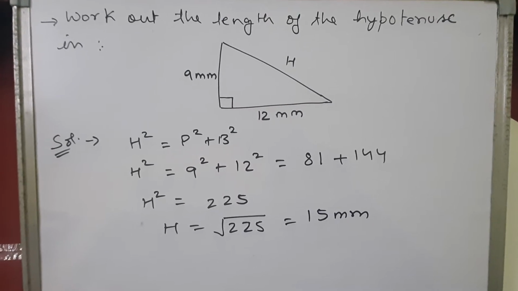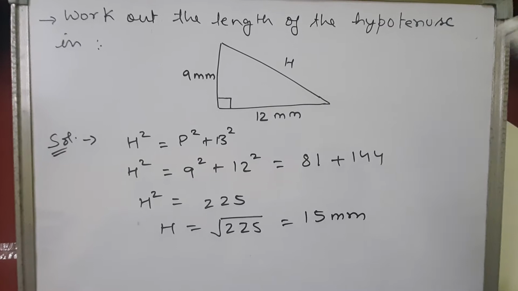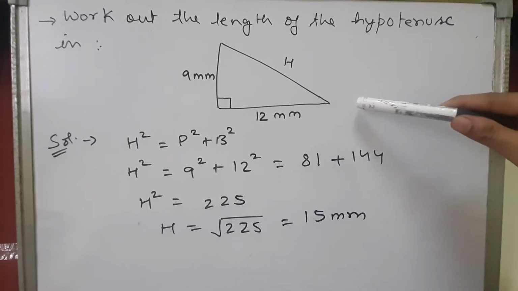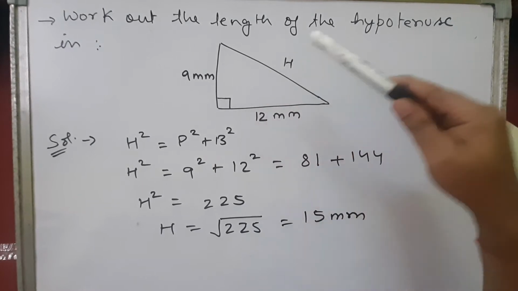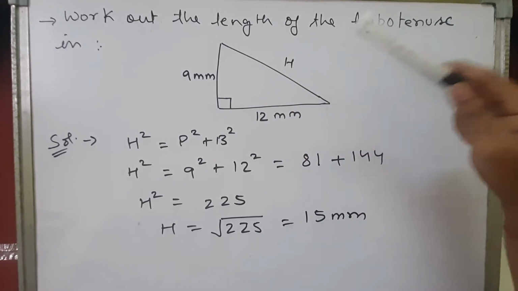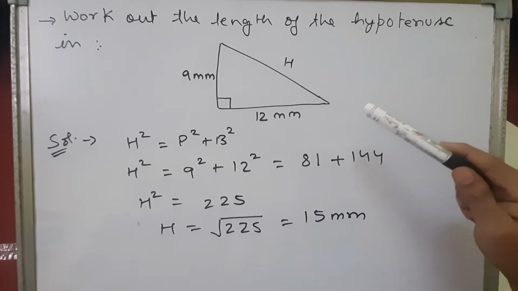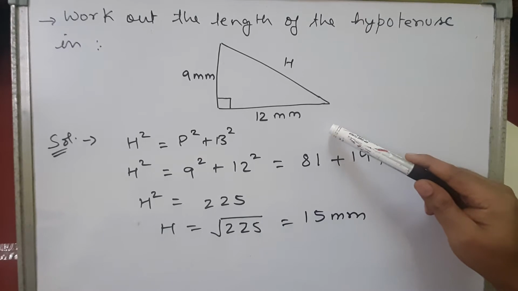Okay, let's see this sum, children. In this sum it is given: work out the length of the hypotenuse in the triangle where the two sides are 12 millimeter and 9 millimeter. We have to calculate the hypotenuse, the side opposite to the 90-degree angle or the largest side of the right angle triangle. So we know the perpendicular and the base, which are 12 and 9.